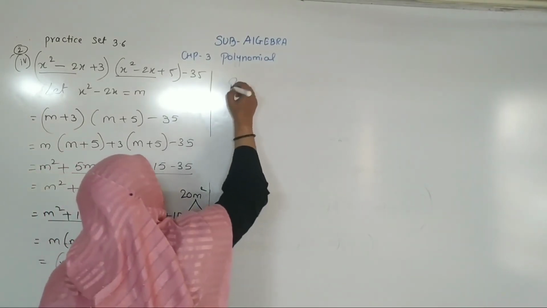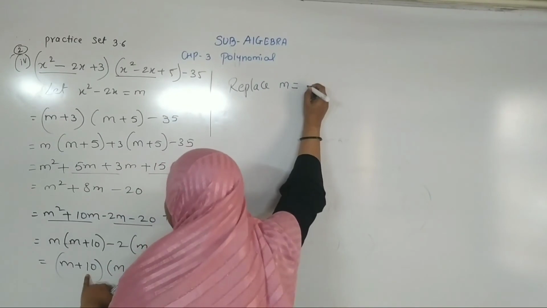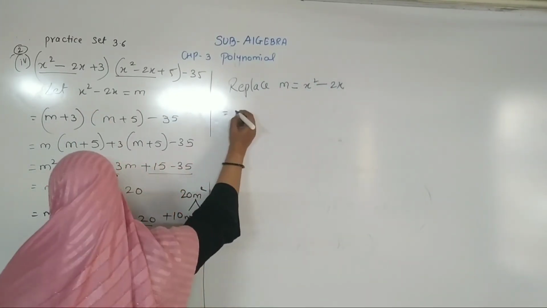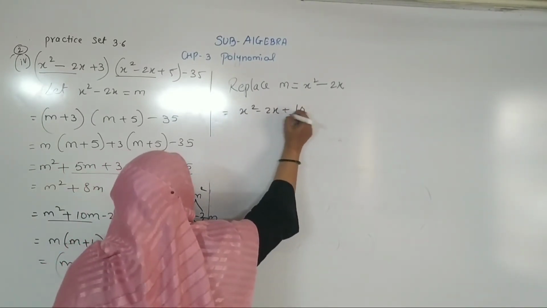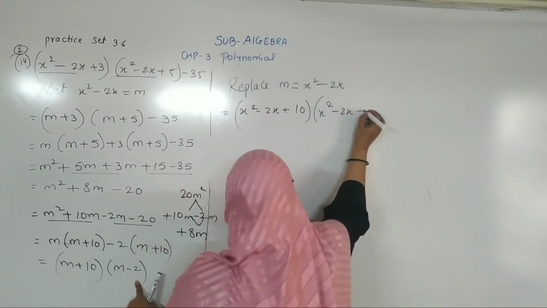Replace that number. Replace m equals, what will we write in place of m now? x square minus 2x. So m plus 10 means x square minus 2x plus 10, and here x square minus 2x minus 2.